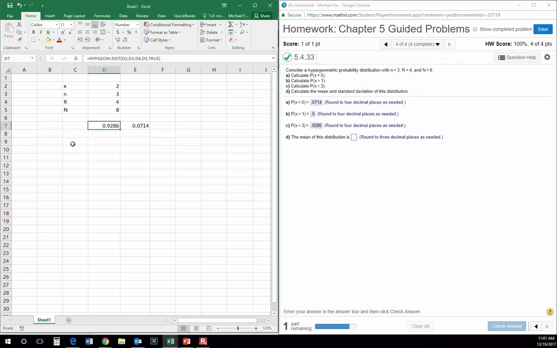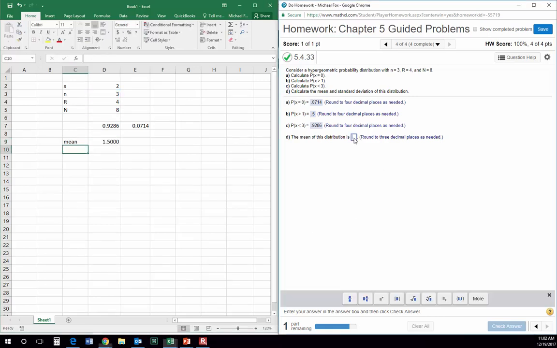All right, so the mean of the distribution. The formula for the mean, you can find that in your book, is our little n times our big R divided by our big N. Or in other words, the number of trials times the number of successes in the population divided by the number in the population. That gives us our mean.